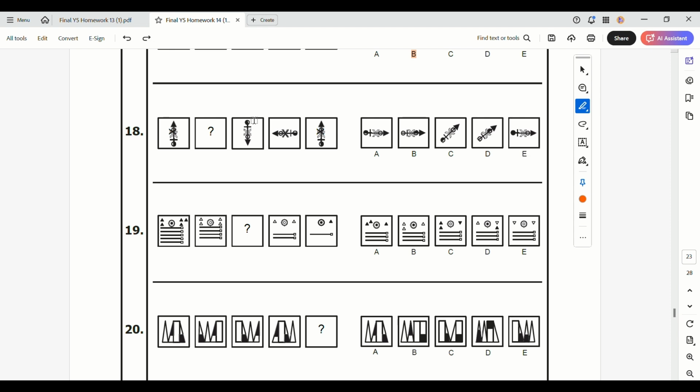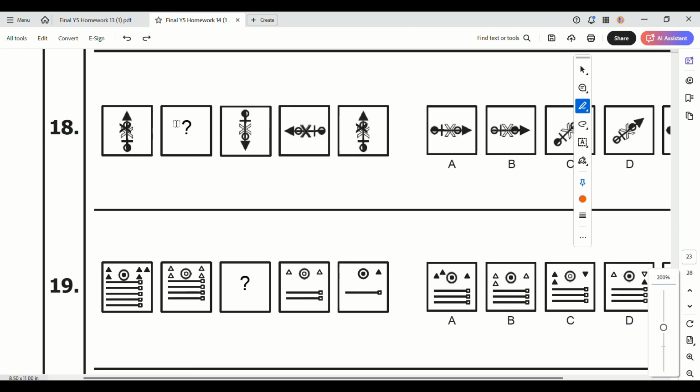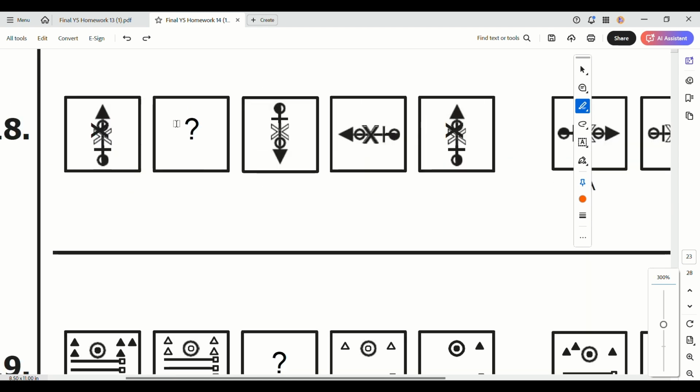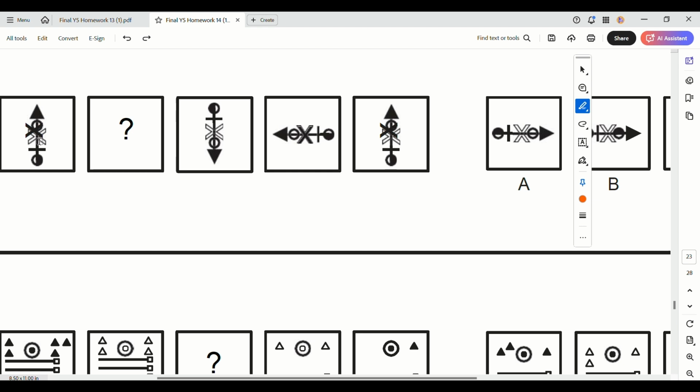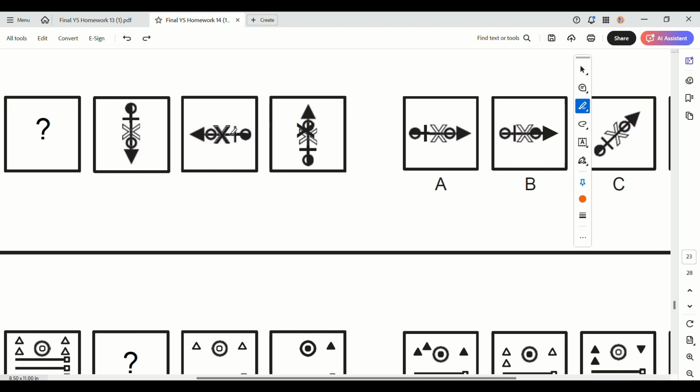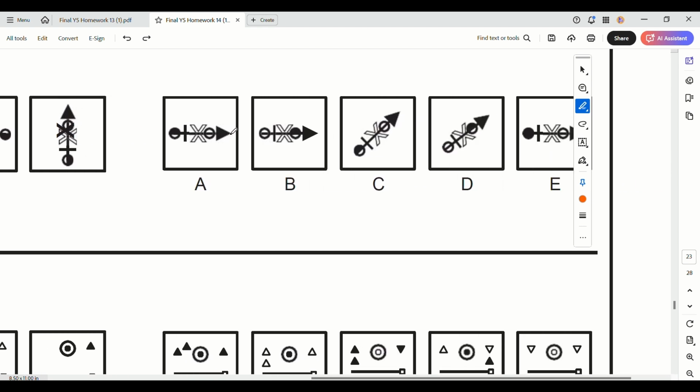If we look at the thing that seems to be changing, you can see there's like this X that's added on, right? This X right here. And then the X is on top of this as well. And on top of this. The circle, X, line, circle is the pattern. Circle, X, line, circle. So what is different between A and B and E?